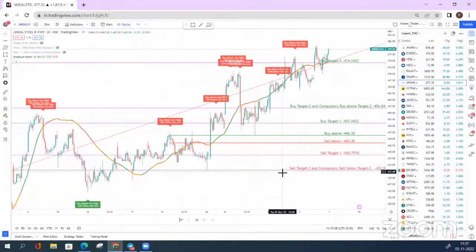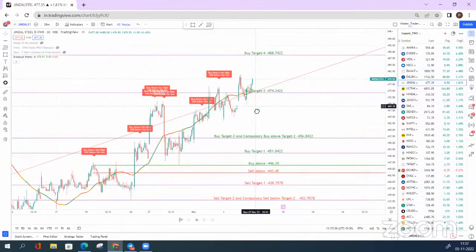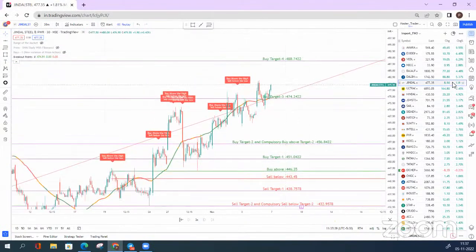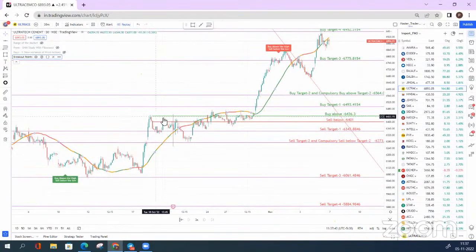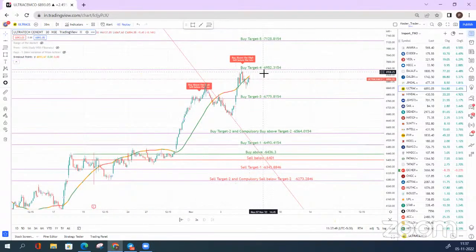Did it break the compulsory sell target? No. That means it is not going down. It is going up. So when it goes up here, we have targets of 3 levels, 4, 5, everything you can meet. Ultratech is one more example. See this. Below 2, it did not move below 2. It went above and hit the target 4.